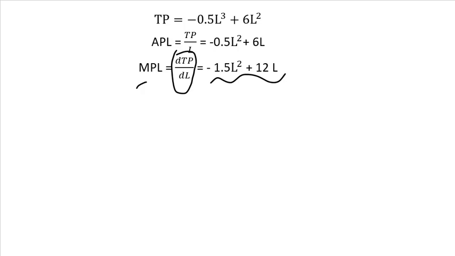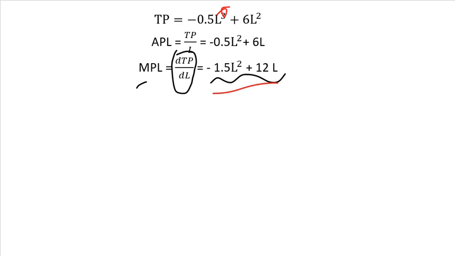If we apply this rule in our example, we find 3 times 0.5, which is minus 1.5 L squared, since we subtract 1 from 3 and it becomes 2, plus 2 times 6, which is 12 L to the power of 2 minus 1, which is L. So this is MPL.